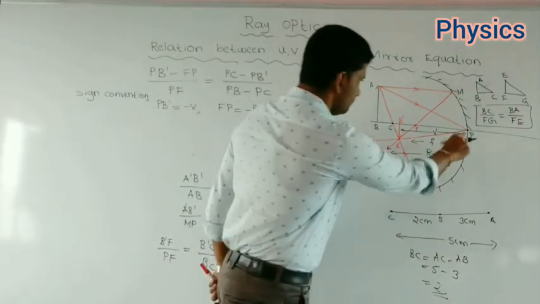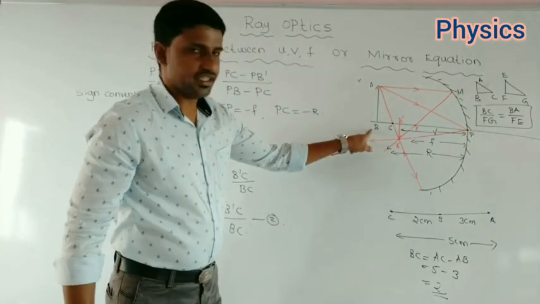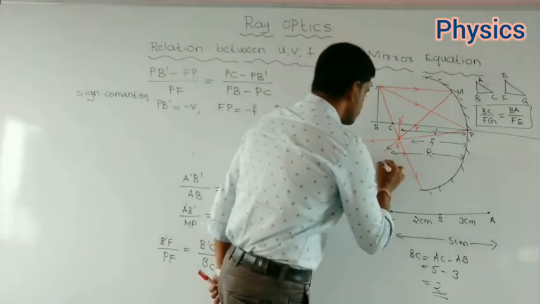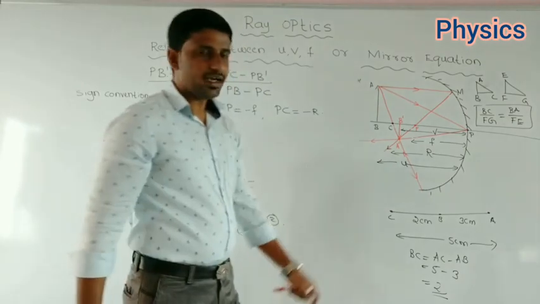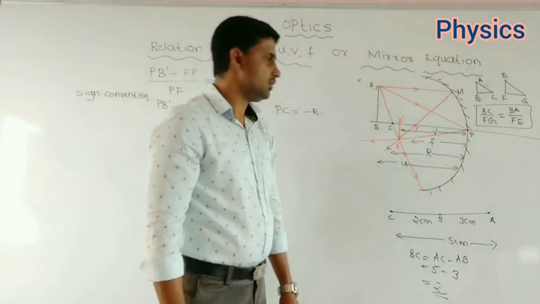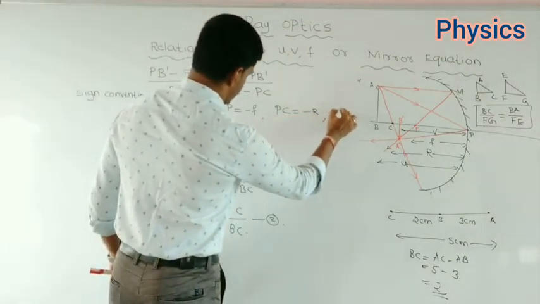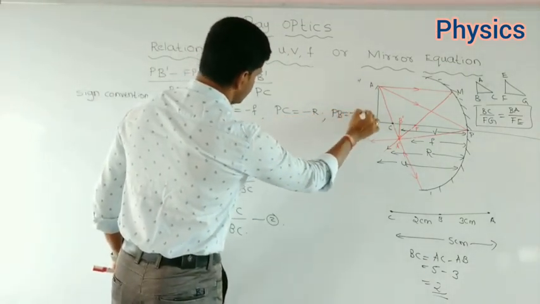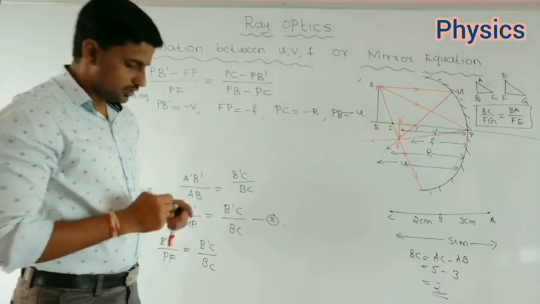Now PB' we already got, and PB, what does it give? PB is the distance from pole to the object. Distance from pole to the object is the object distance. Object distance we take as u. And this distance is also opposite to that of incident light, so it is also negative. So I can write PB is equal to minus u. These all are taken by using the sign convention rule.